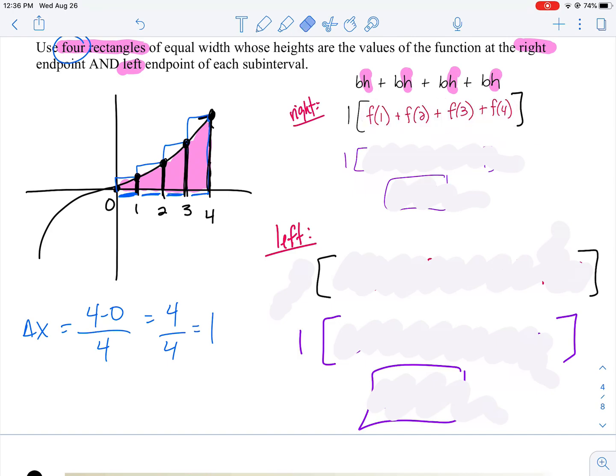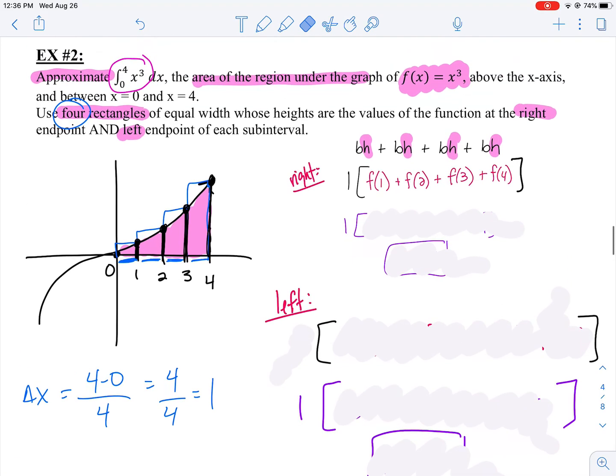So I'm going to use those x values to find the heights of all my rectangles so I can do my base times height. I'm going to figure out what f of 1 is, what f of 2 is, what f of 3 is, and what f of 4 is. Those are the y values, or the heights, of all 4 of my rectangles.